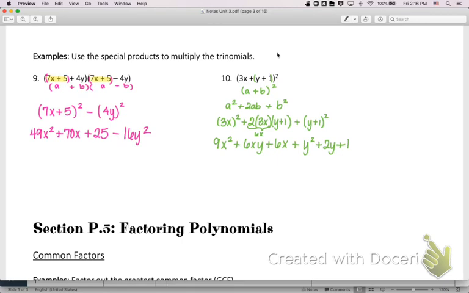Do you have to do them this way? No. But again, it's a kind of a situation where we need to move from accuracy to efficiency. Not just can we get it right, but can we get it right quickly? And these are some little tricks that we can use with our special products to make this process go a little bit more quickly.